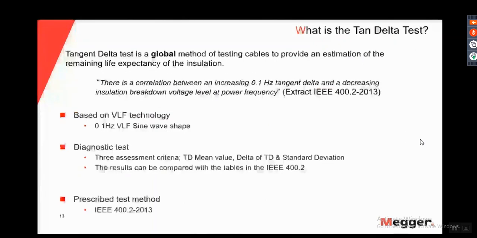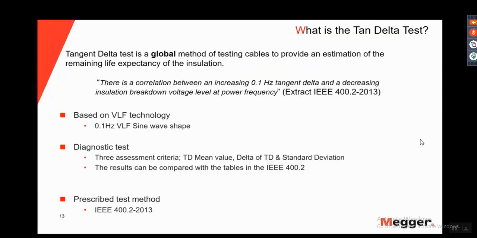Now let's continue with the tan delta test. What is the tan delta test? Well, the tan delta test is a global method of testing cables to provide an estimation of the remaining life expectancy of the insulation. We know that there is a correlation between an increase in 0.1 Hertz tan delta and a decrease in insulation breakdown voltage at power frequency.